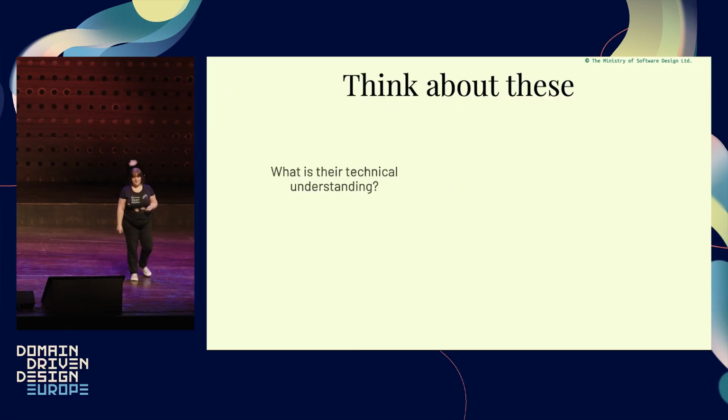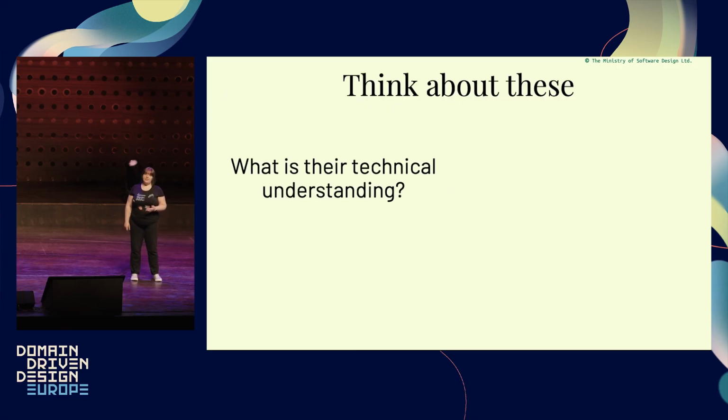So here's some thoughts. First of all, what's their technical understanding? Have you got a project manager that's very technical, or are they very non-technical? Is your product owner going to want to know that you've chosen MongoDB, or do they just want to know that you've chosen a database that is going to support the important things for their product? They're not going to know what MongoDB is.